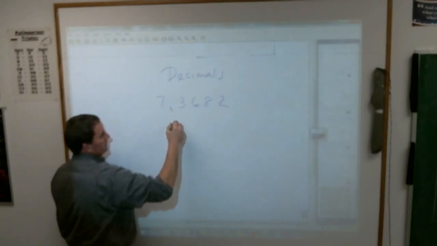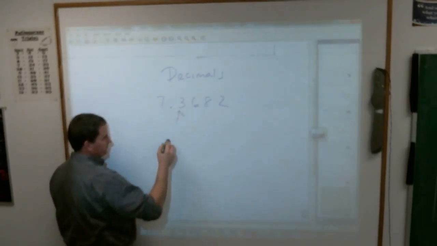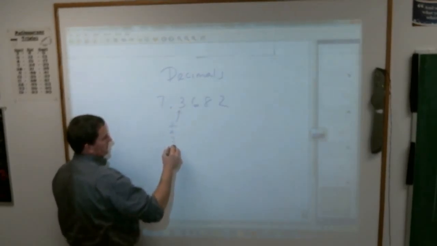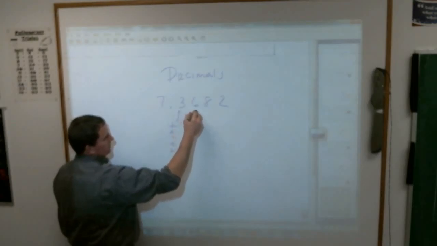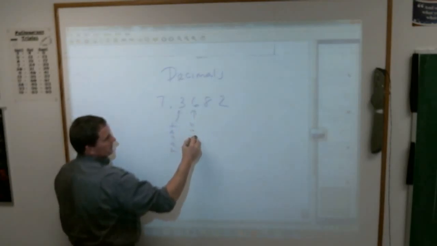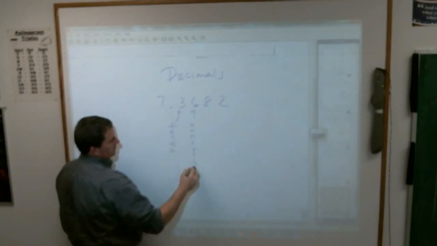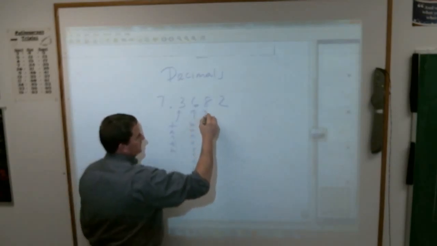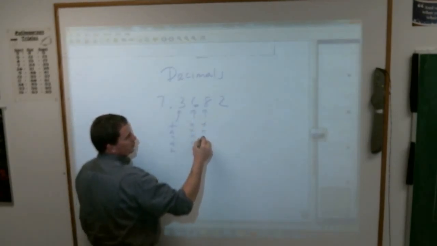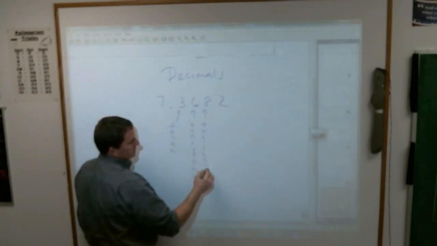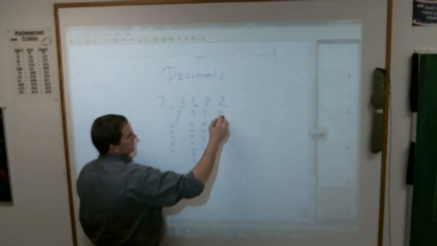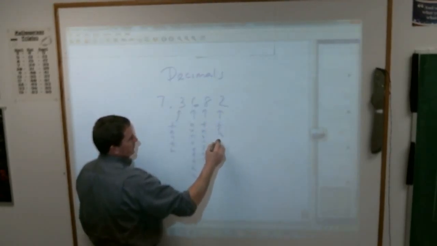7.3682. This 3 is in what place? Yes, the tenths place. I know somebody wanted to say that, but just don't want to. 6 is in the hundredths place, and the 8 is in the thousandths place, and the 2 is in the ten-thousandths place.